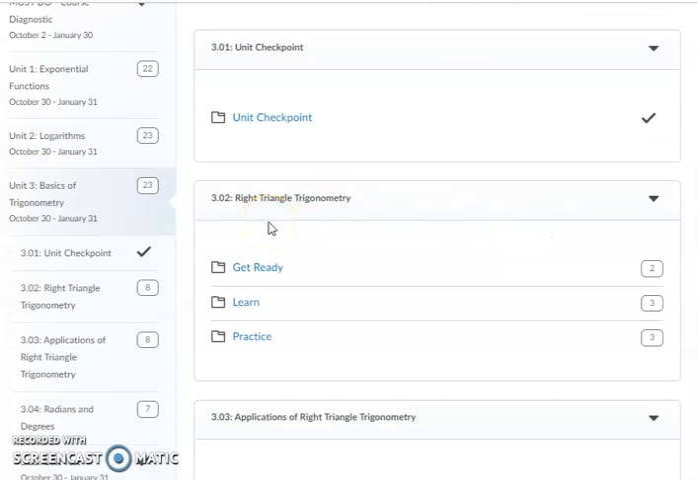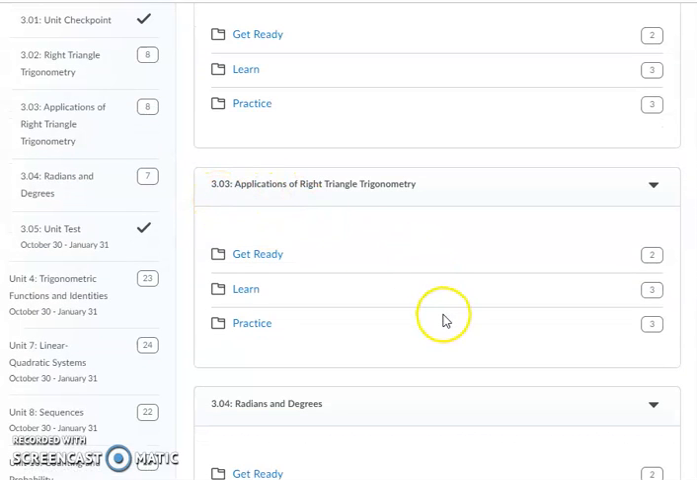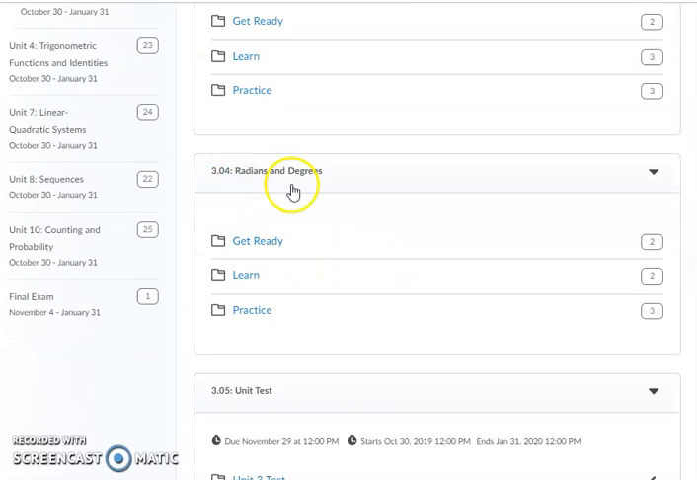This 3.02 is not required. This is just if you want to review right triangle trig prior to taking the test. This is where you could find examples and practice problems. Again, 3.03, not required, but this is where you can find some examples and some practice problems if you would like to before you take the test. Same thing with 3.04. Again, not required, but just extra practice if you would like prior to taking the test. So I leave it wide open, so it's kind of like having your book always sitting next to you, and you can open it whenever you want. So that's why you may be seeing that information.